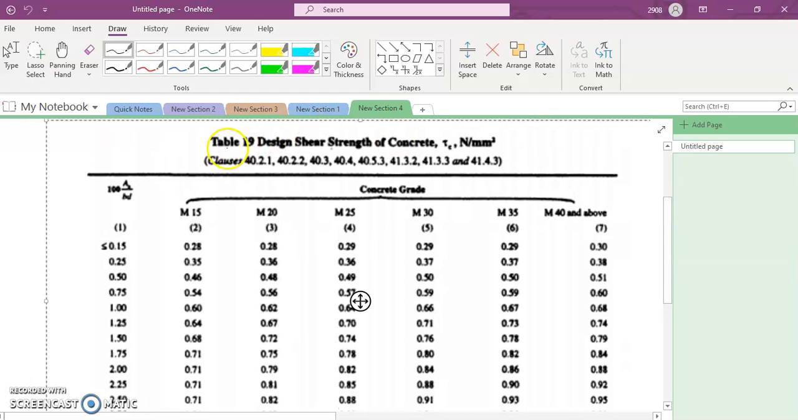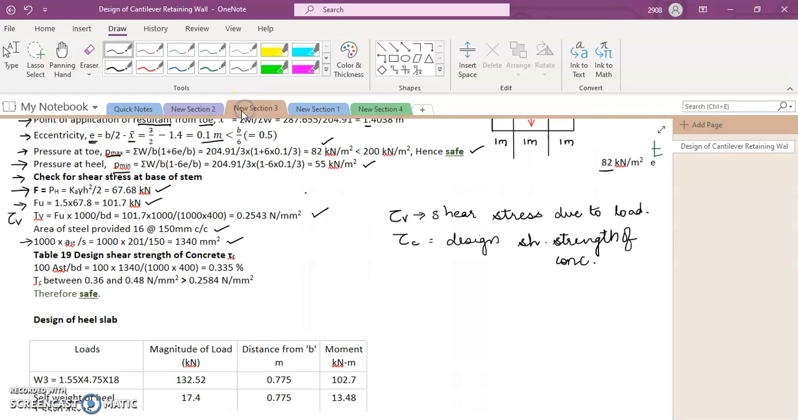Okay, this is table 19. You will see in the first column we have 100 As upon bd. So we have to find out what is 100 As upon bd, that is the percentage of reinforcement. When we calculate 100 As by bd, we get 0.335%. So this is the percentage of steel that we have provided in the stem.